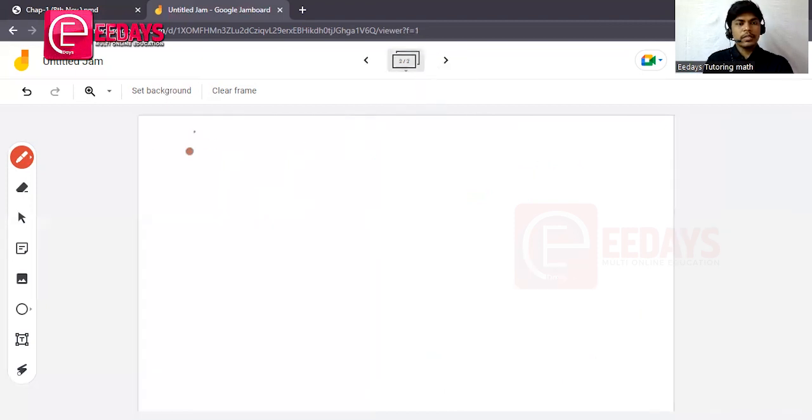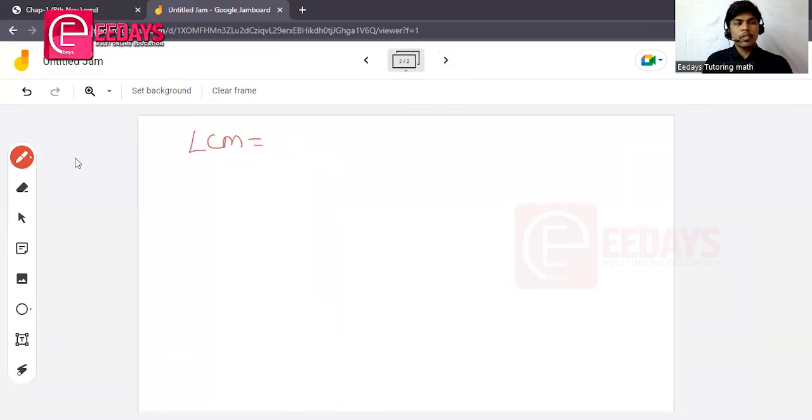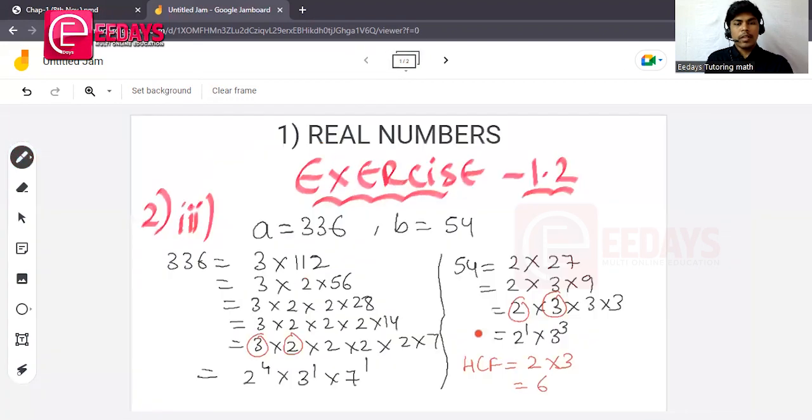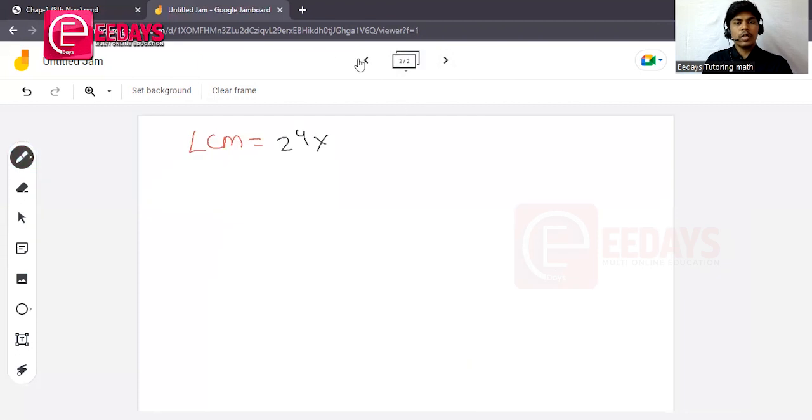LCM, let's do it here. For the LCM, you take the greatest power. Greatest power in terms of 2 would be 2 power 4. Why? Because here it is 2 power 1, here 2 power 4. Which one is greater? 2 power 4. That's why we are taking 2 power 4 here.